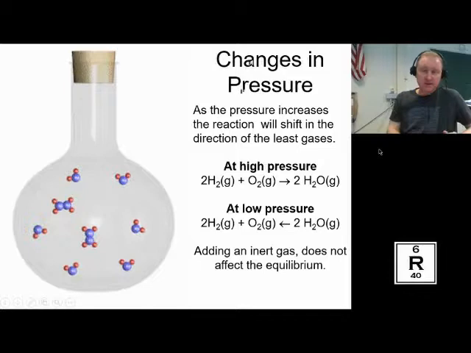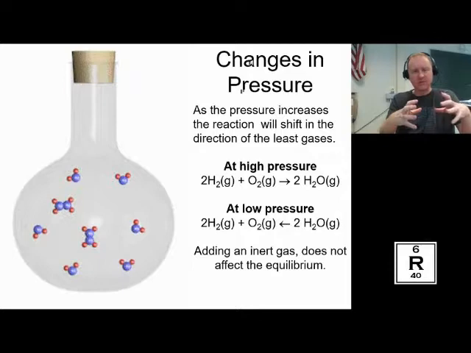Now this is an interesting concept that a lot of people get confused about. Adding an inert gas does not affect the equilibrium. Well, adding an inert gas increases the pressure. We can increase the pressure of something by adding an inert gas. By the way, an inert gas is something that doesn't react. It's not part of the system. It's not going to react with the system. So how does this not affect the equilibrium?